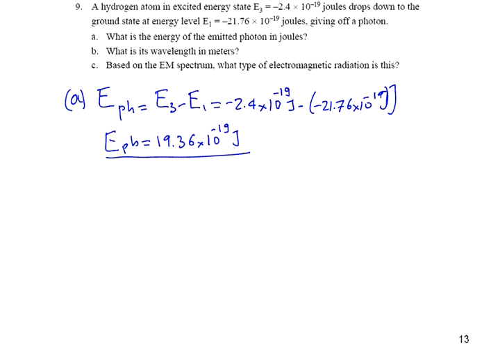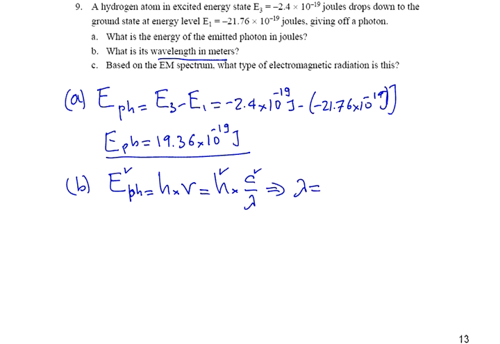B, what is the wavelength of this photon? We know that the energy of a photon is equal to h, which is Planck's constant, times nu, which is the frequency. Here we're asked to find the wavelength, so we have to somehow involve the wavelength in this formula, and the way to do that is to replace the frequency nu with c over lambda. So now in this equation the energy is known, this is Planck's constant, this is the speed of light in vacuum. The only unknown is lambda. Therefore, we solve for lambda, which will give us h times c over E of photon.